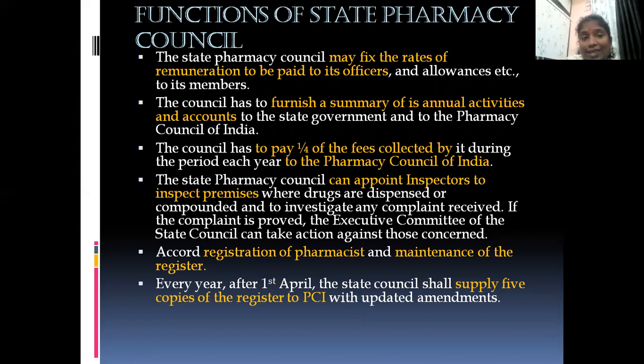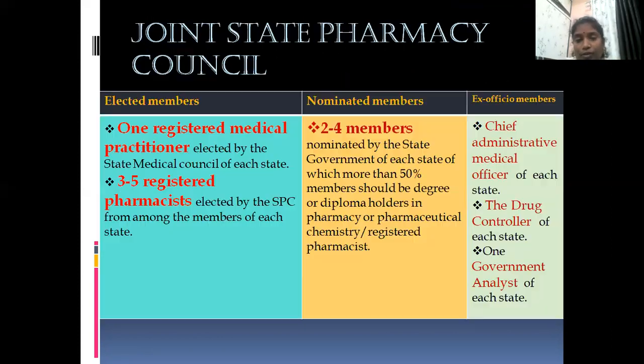So all those things, 5 copies they have to submit to the PCI. When do they have to submit? After 1st April. So coming to the Joint State Pharmacy Council. Here they are the elected members, nominated members, and ex officio members, same as in the PCI and State Pharmacy Council. What is the difference between the Joint Pharmacy Council and the State Pharmacy Council?